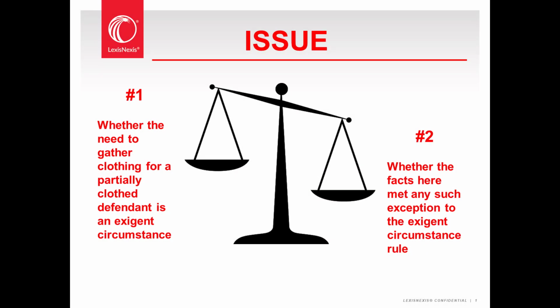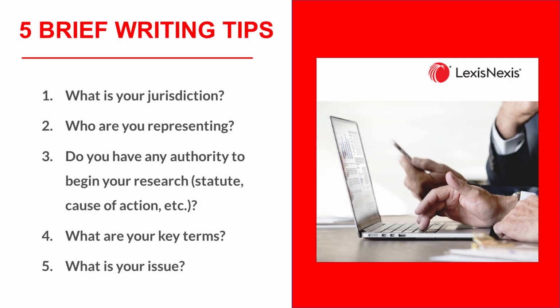Your assignment is to write a trial brief on whether the need to gather clothing for a partially clothed defendant is an exigent circumstance and whether the facts here met any such exception. Before you start researching and writing your brief, it's important to answer these 5 questions. What is your jurisdiction? Who are you representing? Do you have any authority to begin your research? What are your key terms and what is your issue?